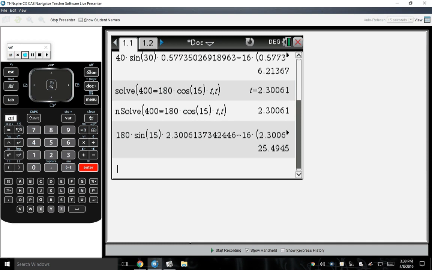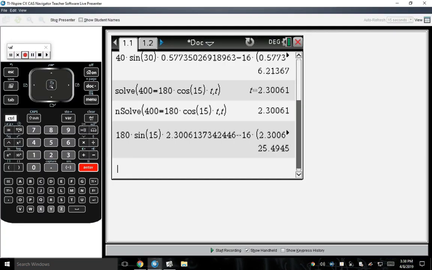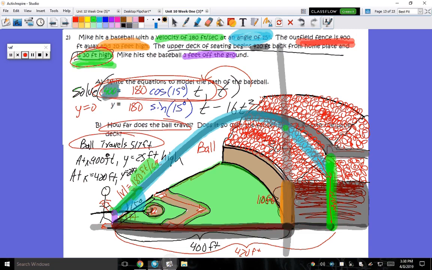Guys, did it clear it? It did, because the fence was how high at that point? It was just 10 feet high. We're talking about the 400, not the 420. Okay? So at the 400 on the graph, which is, let me do that right here. This right here, when it traveled 400 horizontally, it had a y value of 25.5, which I needed what? 10 feet. So it more than cleared it easily.